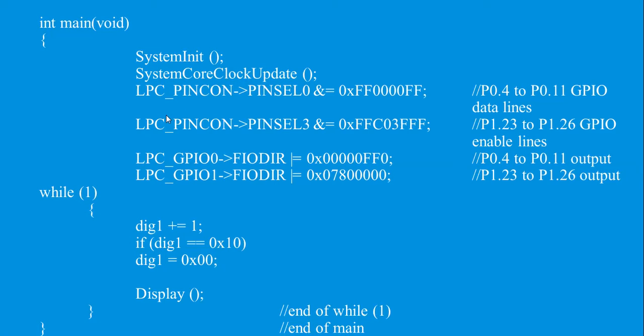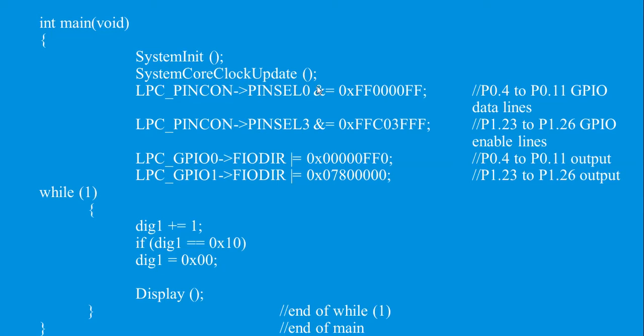Then after that we have to configure the required pins as general purpose input output pins. As we identified, pin 4 to pin 11 of port 0 and pin 23 to pin 26 of port 1 are required. So those pins are going to be configured as general purpose input output pins with the help of the pin selection 0 register and pin selection 3 register.